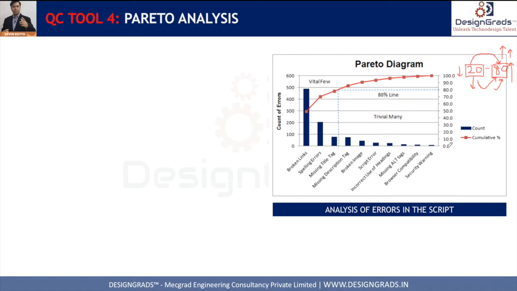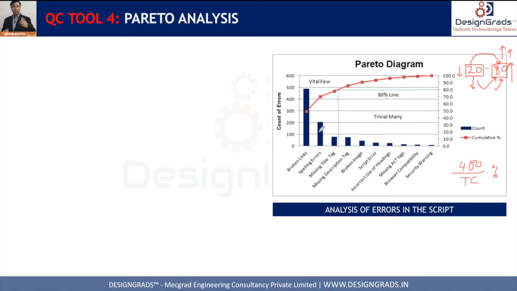Now, on the right side we have a cumulative percentage. So what is cumulative percentage? If we add all the counts of all these defects, that will be called the total count. And then out of the total count, we start calculating the percentage. Suppose broken links have 480 frequency. If we calculate 480 divided by the total count, that means the addition of all the counts, then we get the percentage contribution of broken links in total errors.